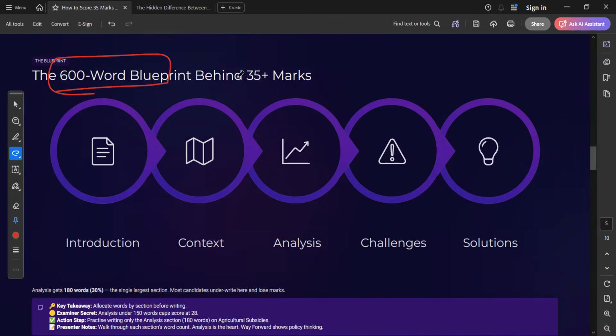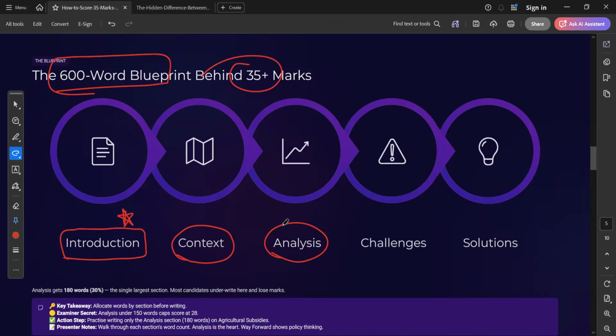So what is that blueprint? Let us talk about it. See, first would be the introduction. Make your introduction very impactful. Then explain the context. Then do analysis. You can do multi-dimensional analysis. PESTLE is one of them, but you can go on using different analyses.